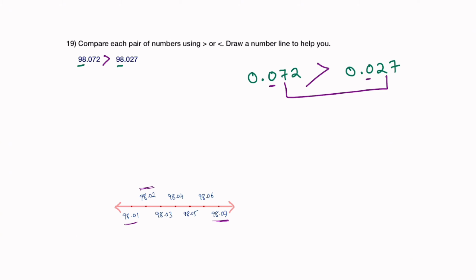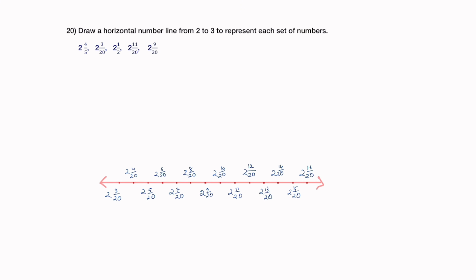So which one is bigger? The one on the right hand side, right? So it is decided. Now we have some different set of questions. It says draw a horizontal number line from 2 to 3. Okay, so that's defined for us to represent each set of numbers.